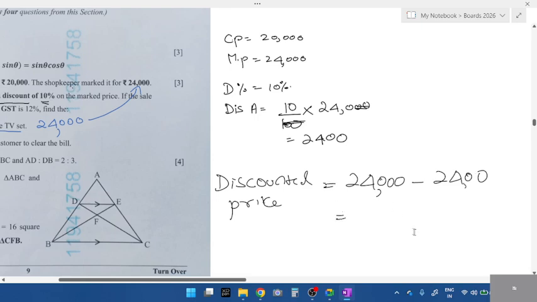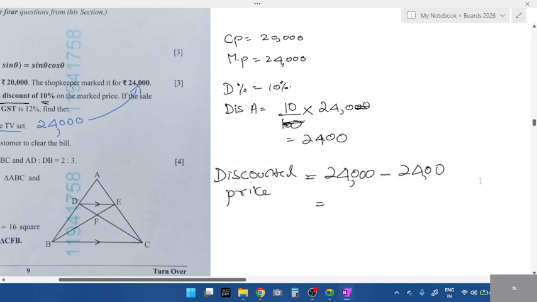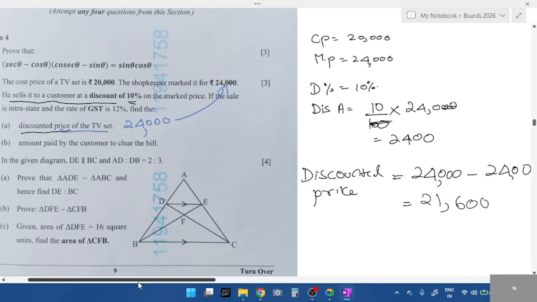How much is 24,000 minus 2,400? Very good. 21,600. This is the first answer, the discounted price of the TV set. Next, amount paid by the customer to clear the bill. What do you mean by clear the bill, students? Total amount, right?